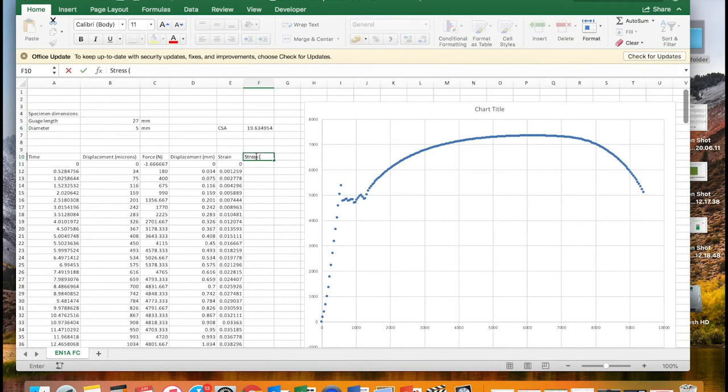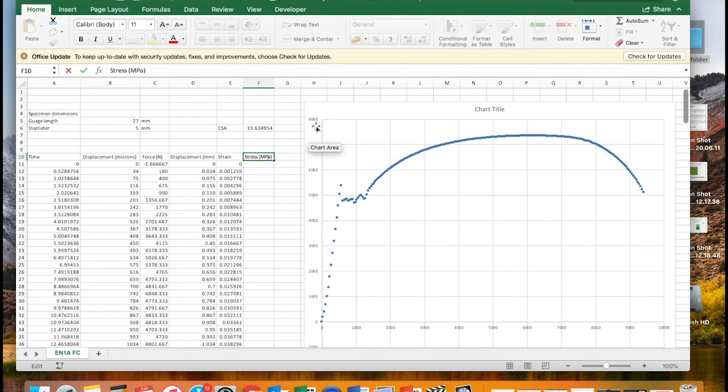What's our unit for stress? Well, there are many units for stress. Technically, stress is pressure. You could use pounds per square inch, or megapascals, or even pascals. Now I'll try and explain why I'm going to be using megapascals.